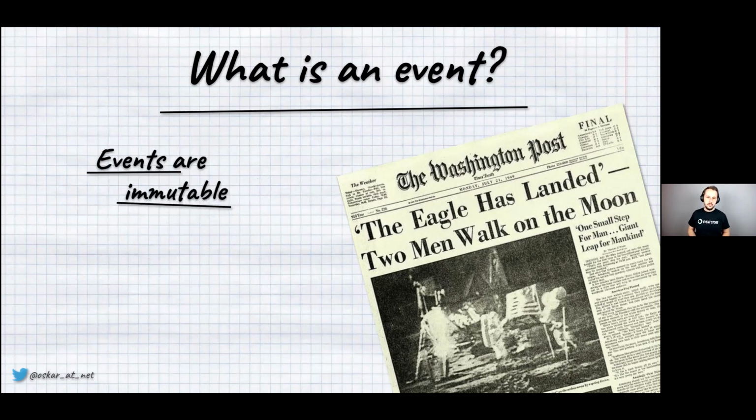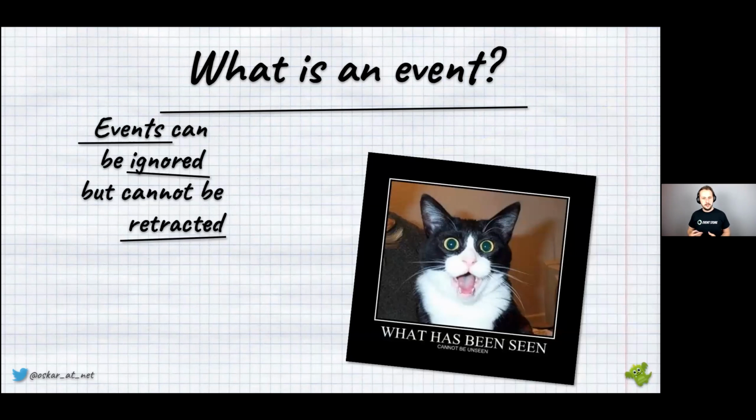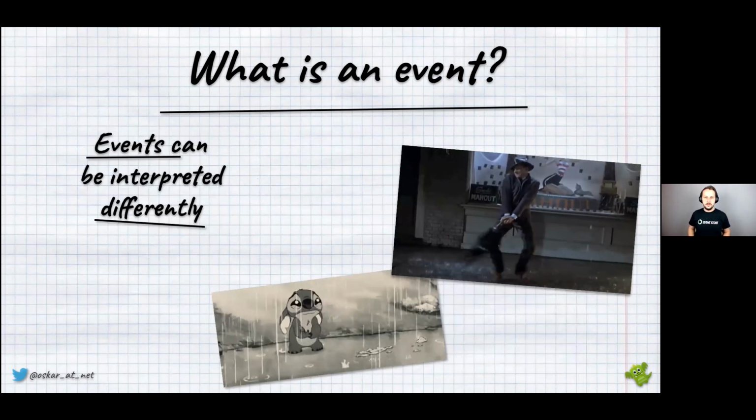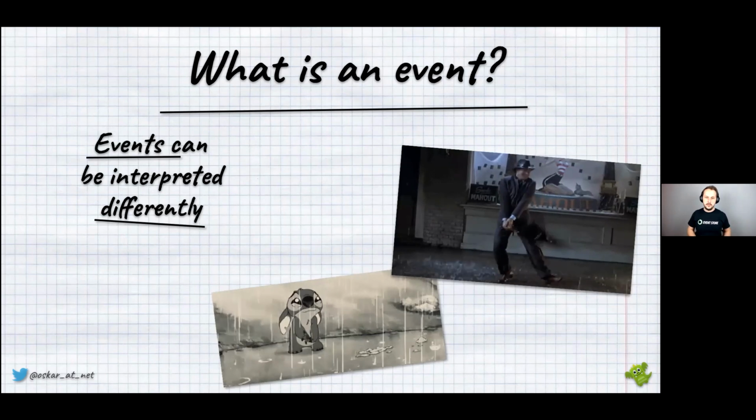And events are immutable because we cannot change the fact, unless we read 1984 and we know that we can, but in general, we cannot. What has happened, and what has been seen, cannot be unseen. So we can ignore something that has happened, but even if we are ignoring the facts, it doesn't mean that this fact didn't happen. And we can interpret different events from different perspectives.